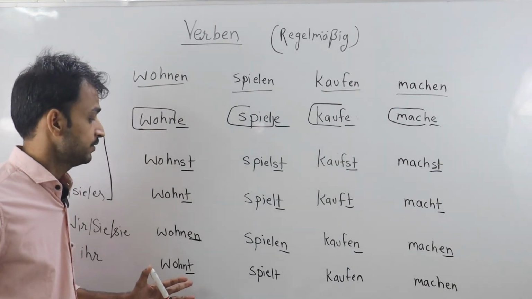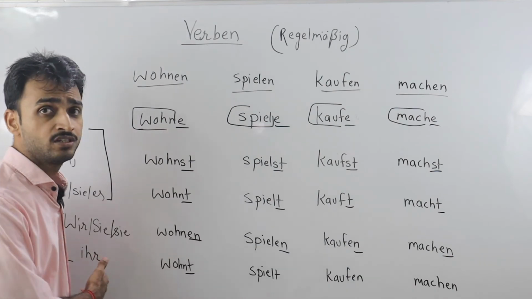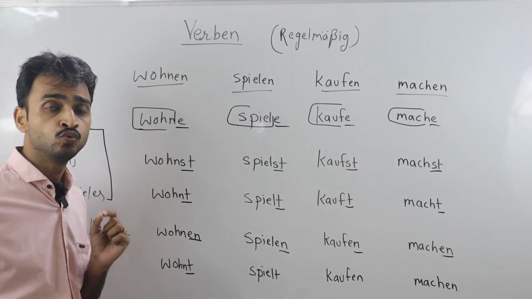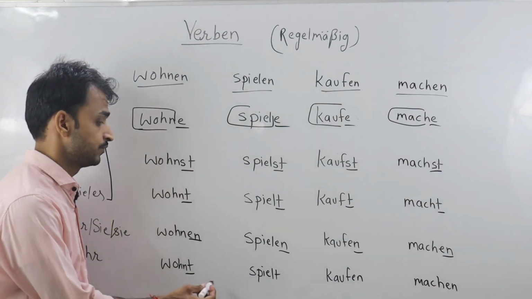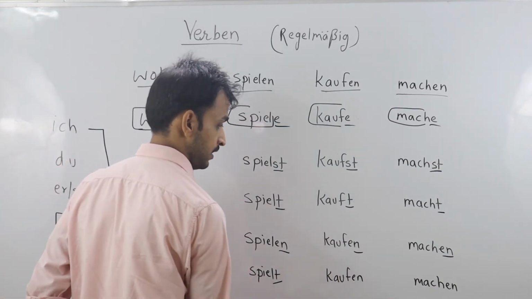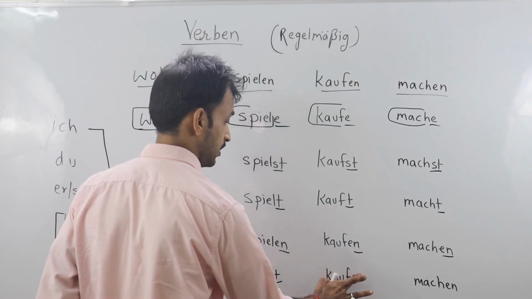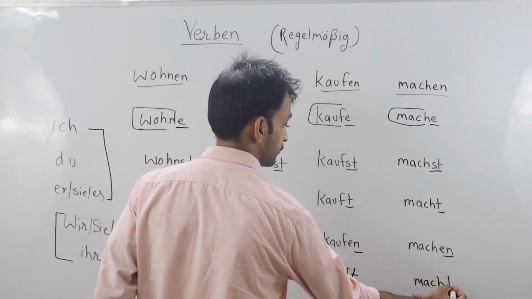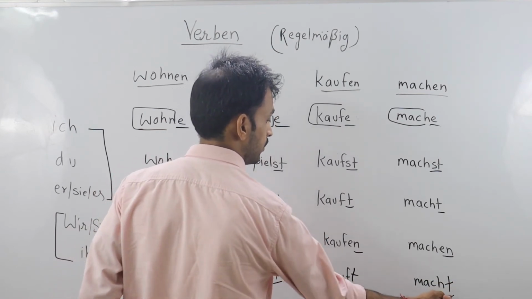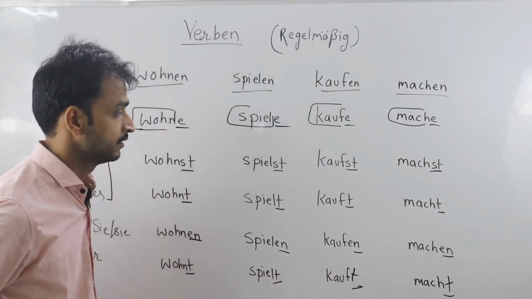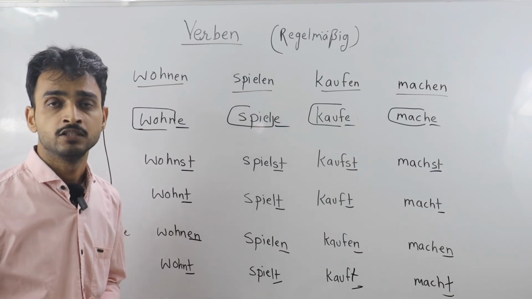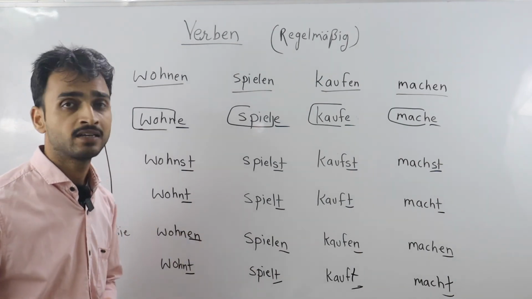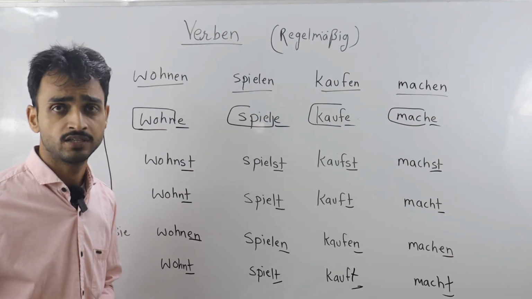Now the last subject is ihr, the plural of the du form, and it takes t ending, root plus t. So wohnt, spielt, kauft, and this is macht. So this is called a regular verb and a fixed pattern, a fixed case, so that you can follow the same pattern, the same conjugation with the rest of the other regular verbs.